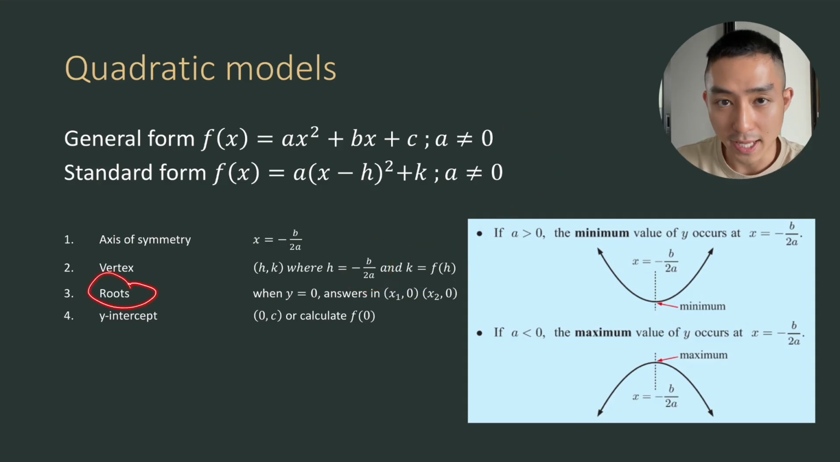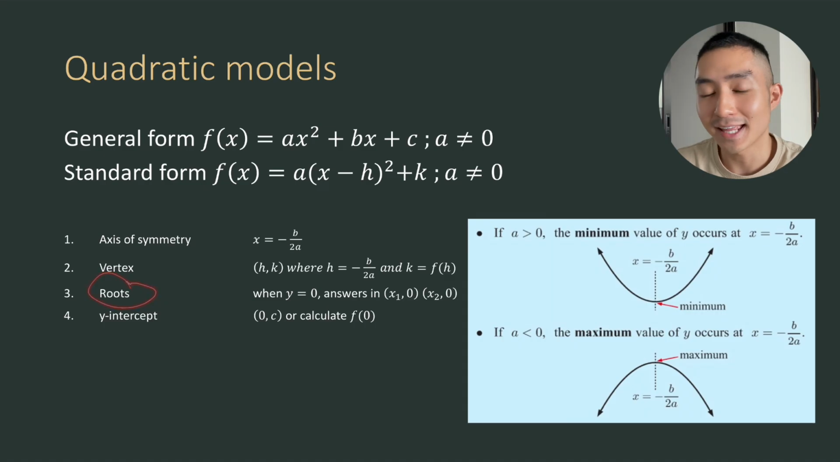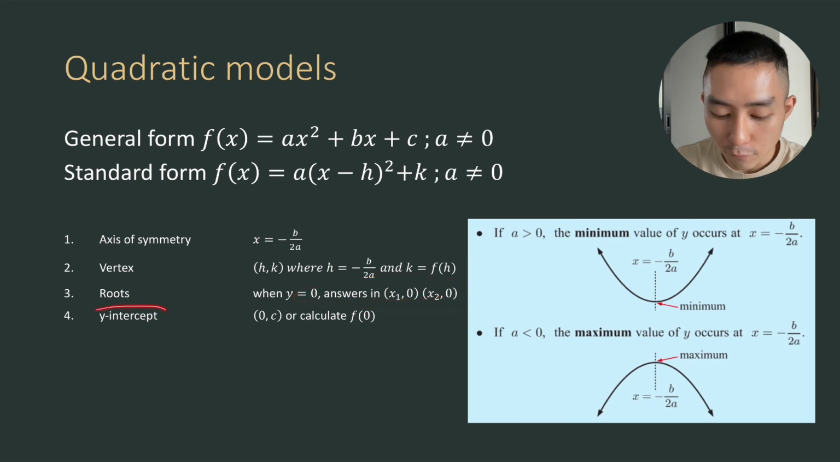Roots, again, are the x-intercepts. It happens when y equals 0, and we need to always answer that in coordinate form. For the y-intercept, you reverse it: you substitute x equals 0 into the function, in which you will get that y equals c. And again, write it in coordinate form.